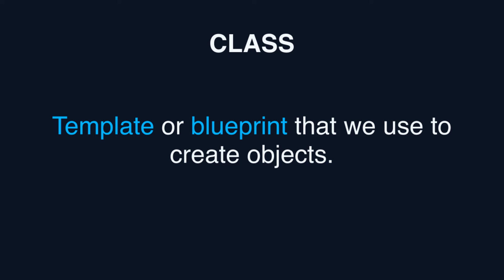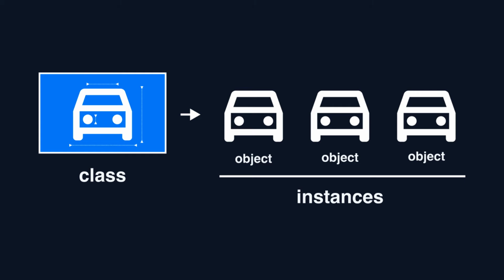So classes are the templates or blueprints that we use to create objects. With a single class, we can create as many objects as we want. We call each object an instance of that class. Now, when creating an object in object-oriented programming, we don't need the same set of specifications as in real life. The class is an abstract representation of an object which we adapt to our needs.